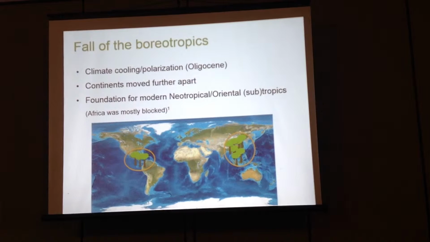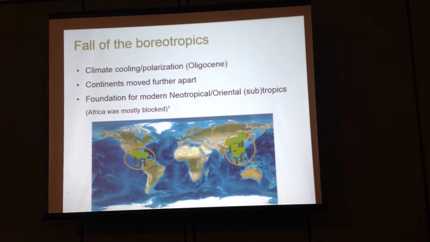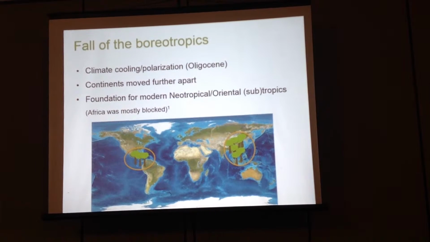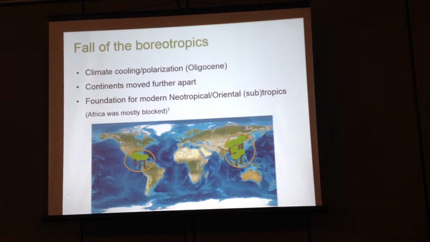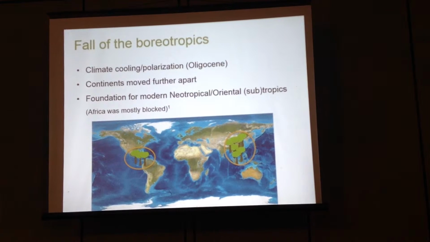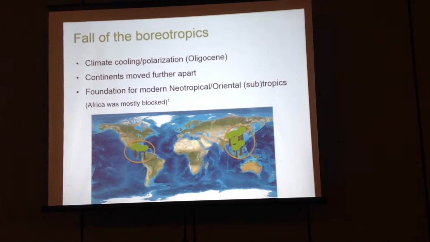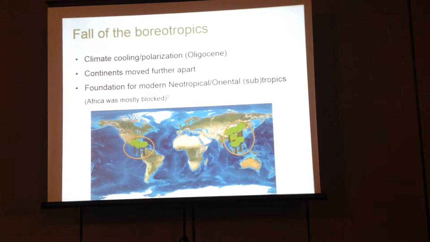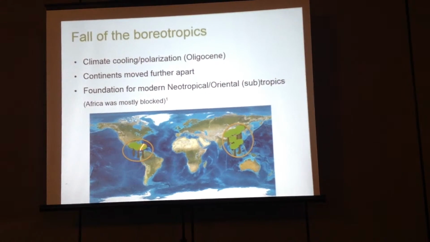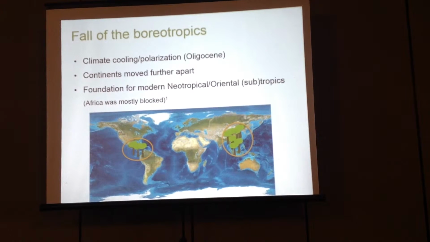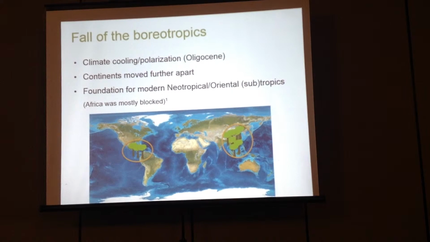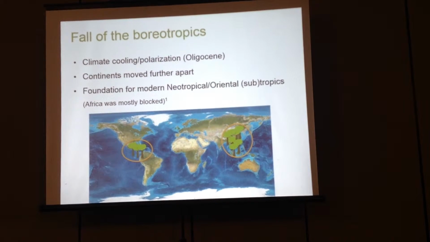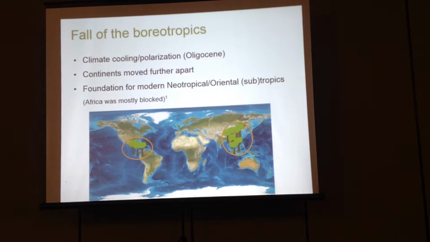So at this time I showed on the previous slide the boreotropics were on their rise, but with the Oligocene cooling and polarization of the climate, they started to contract. And there were a lot of extinctions. In the Neotropics and in Southeast Asia, there are now remnants of the boreotropics, which gave many lineages for the formation of the modern tropics.